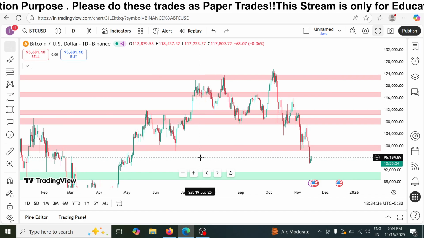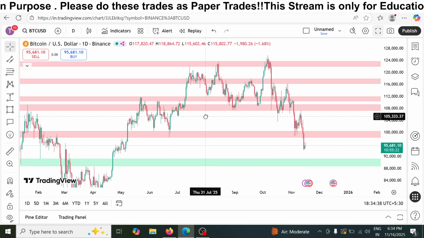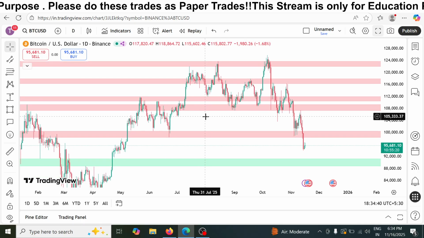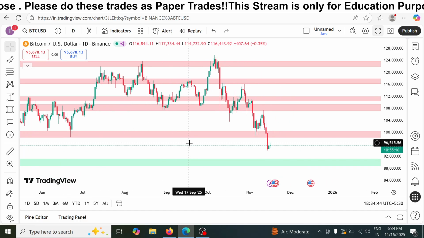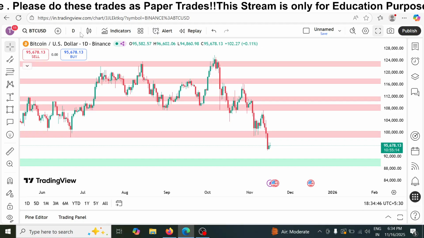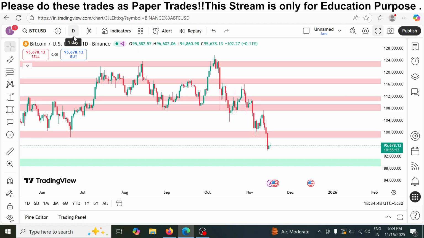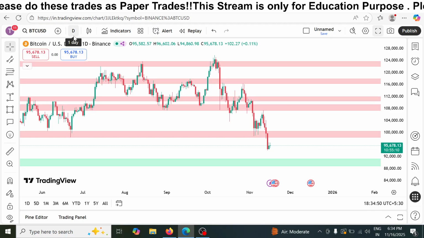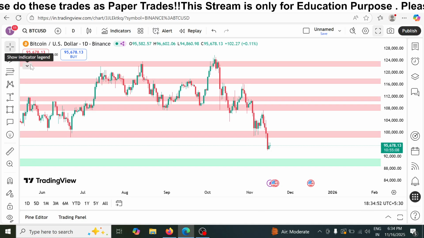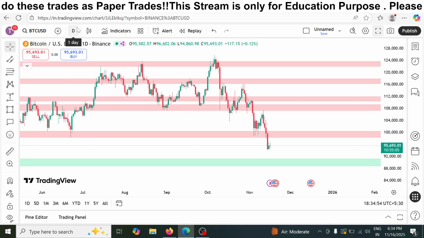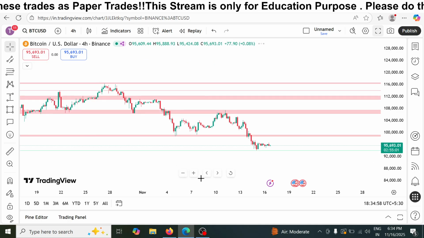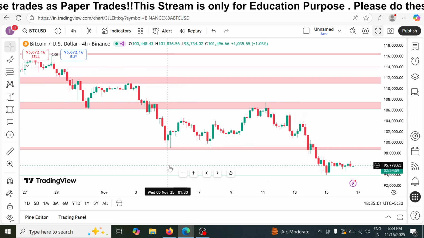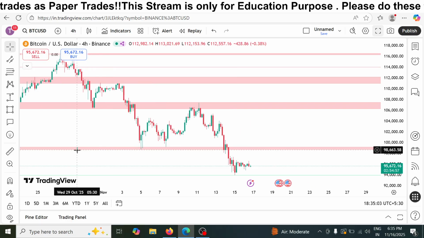Now, for the few people who use the daily time frame for trading, this is their chart. But like me, who trades more on 1 hour and 4 hour, once this particular indicator is set up, you change your time frame and it automatically changes. Now if I go to the 4 hour, you see it has changed, right?